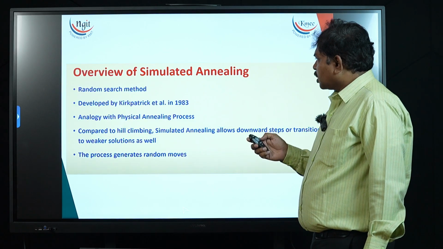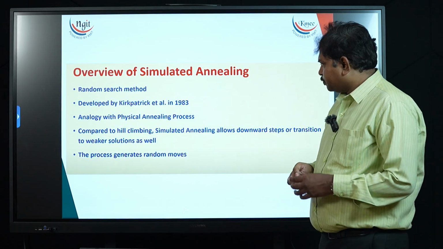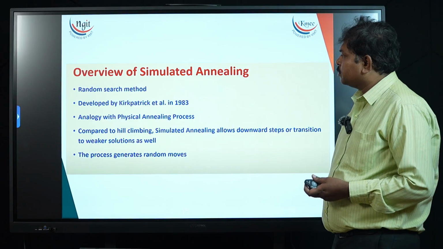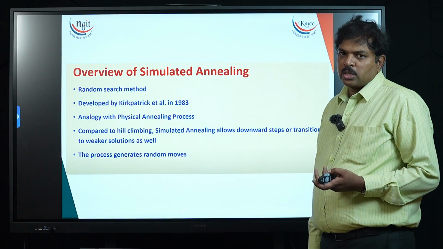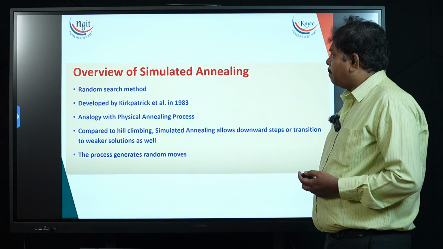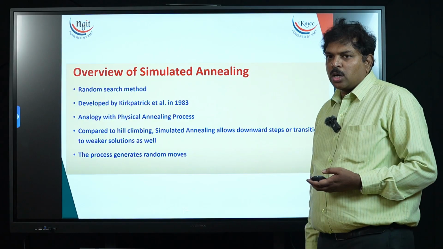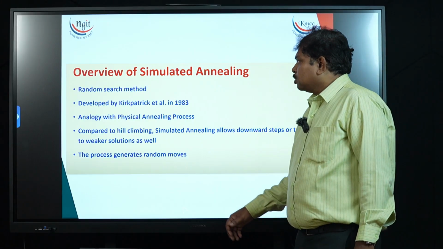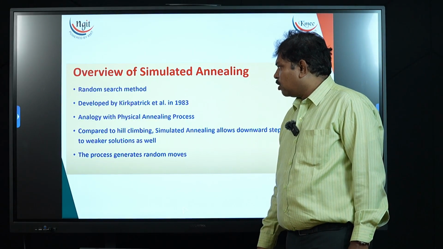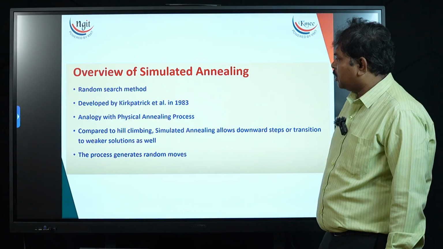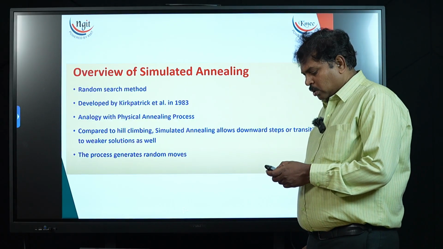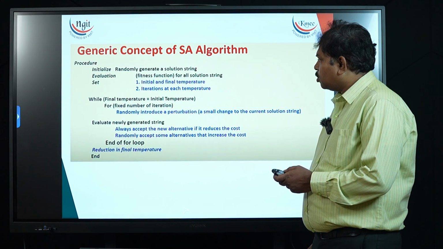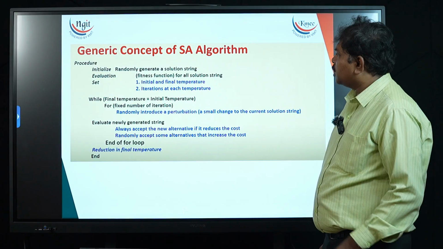This is the most popular algorithm among local search algorithms. It doesn't care about the path; it wants to find the best state that matches the goal state. It is a random search method developed by Kirkpatrick in 1983. It generates random moves. So let us see the concept.